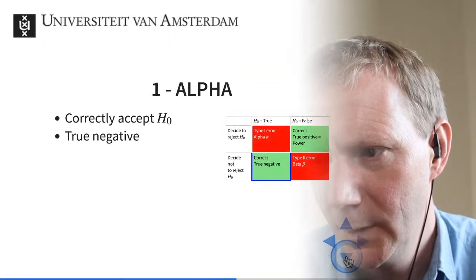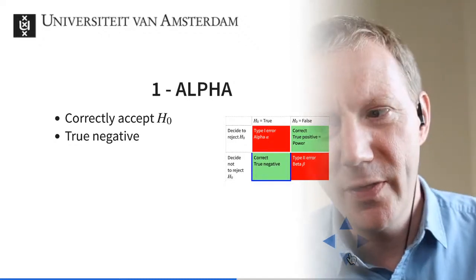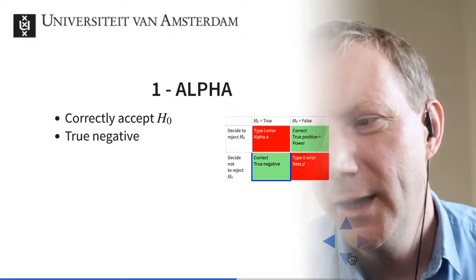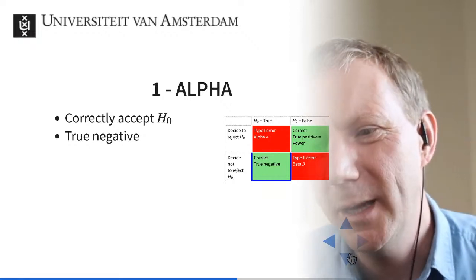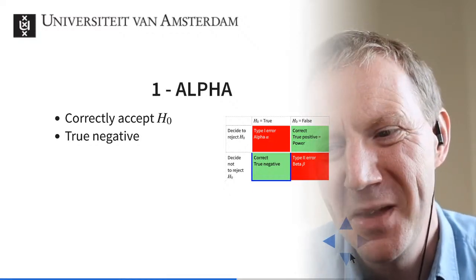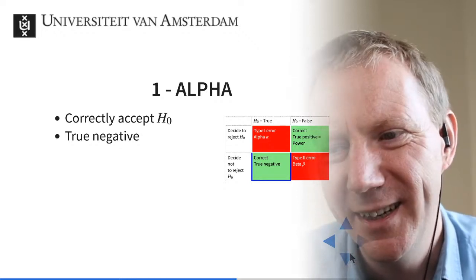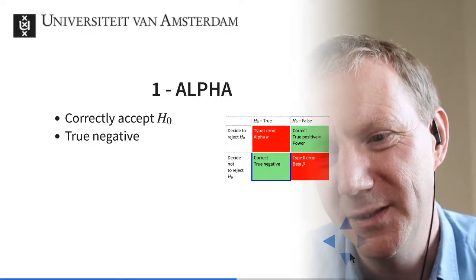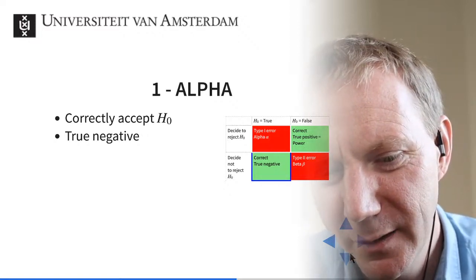Okay, we're still not there. We have to look at this poor thing because it's the only one that doesn't have a name. We had alpha, we had beta, we had power, but this one we call 1 minus alpha. And it is the correctly accepting the null hypothesis. It's also called the true negative.